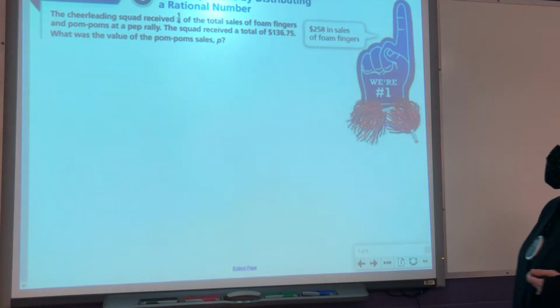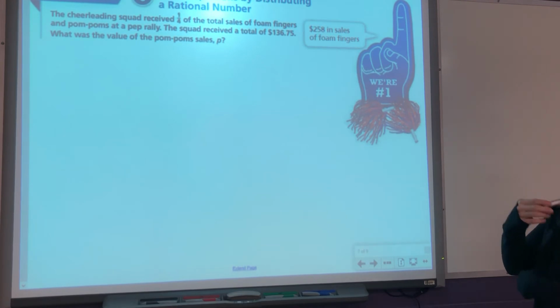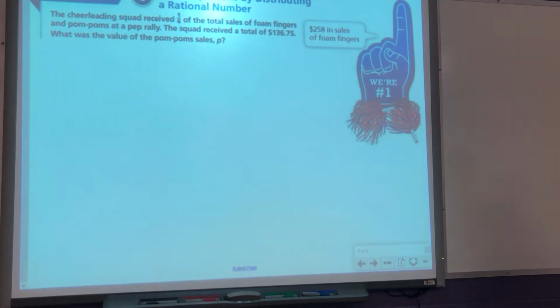The cheerleading squad received 1/4 of the total sales of foam fingers and pom-poms at a pep rally. The squad received a total of $136.75. What was the value of the pom-pom sales? P. So what do you know?